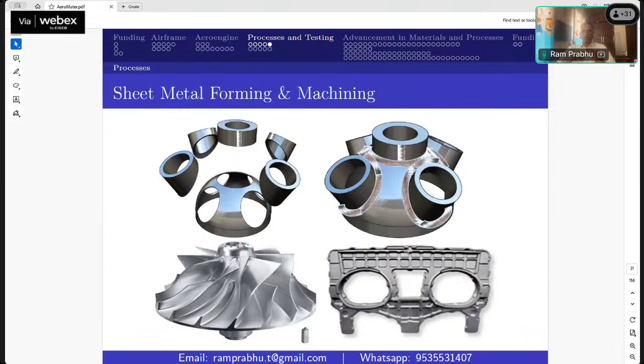Brazing is used only in the turbine blade regions, where we need to braze certain regions, mainly the cooling channel regions.